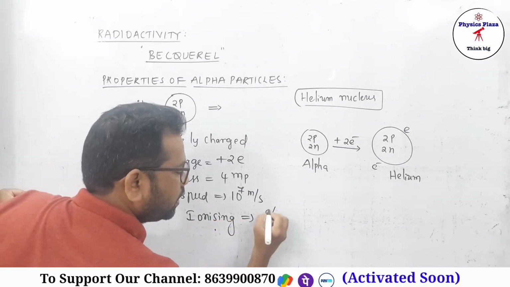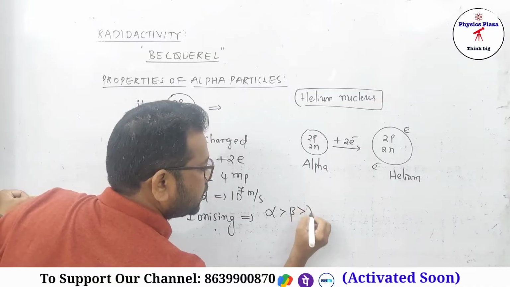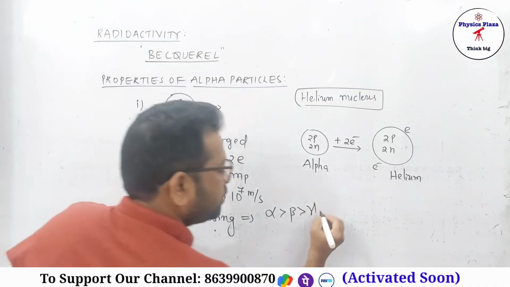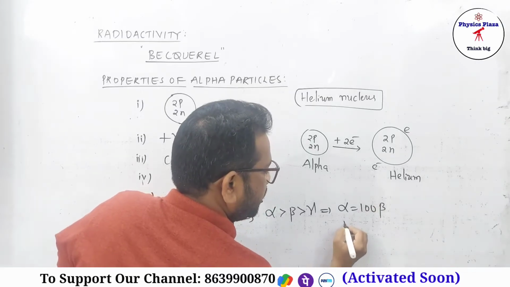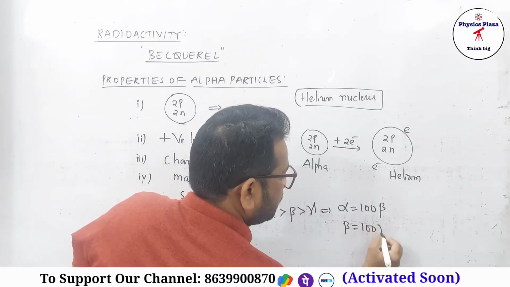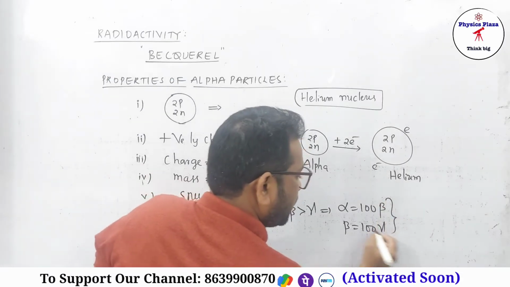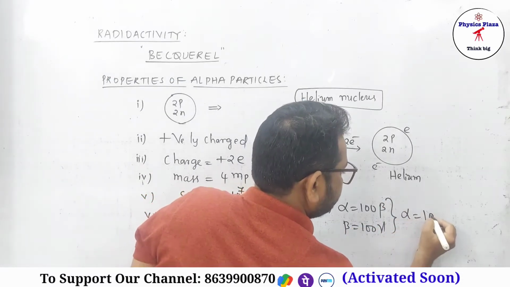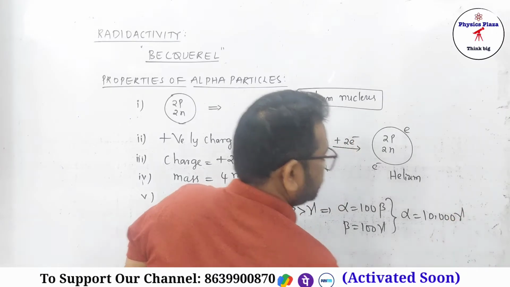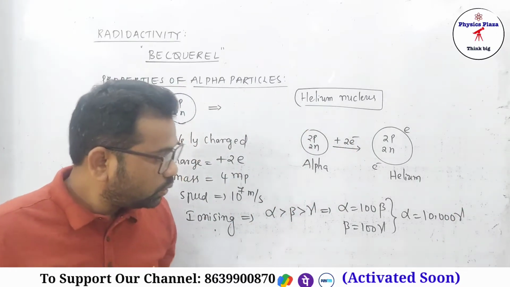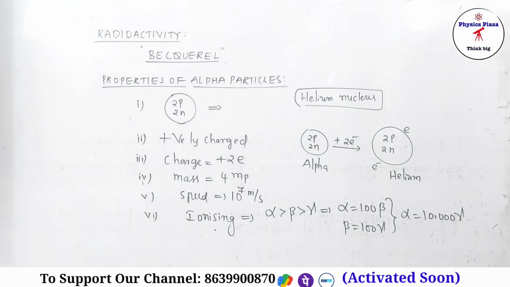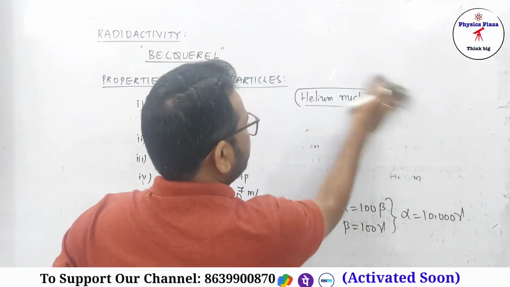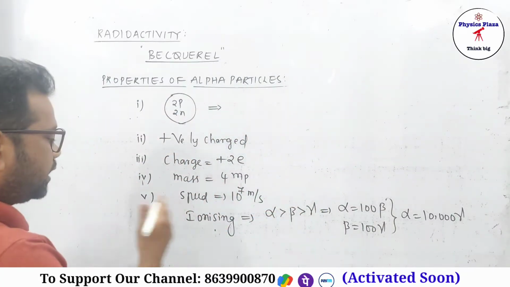Ionizing power: alpha is greater than beta is greater than gamma. It's almost 100 times, children. So alpha is 100 times beta, and beta is 100 times gamma. If you want to compare alpha and gamma, alpha is 10,000 times gamma. So this is about ionization power. Are you able to see the board? Let me check. Yes, fine. Very well it is seen. Clear. Fine. So this is about the ionizing power.